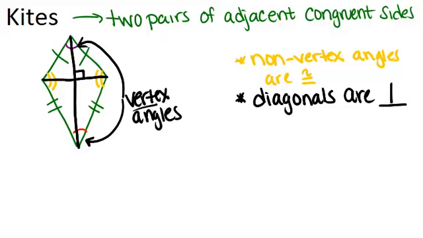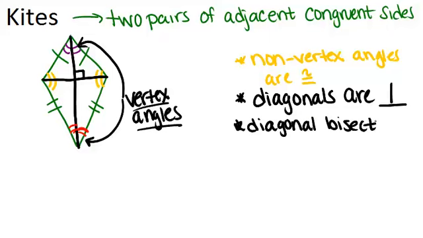Now, while these vertex angles were not congruent, when we have the diagonals drawn in, that long diagonal actually bisects the vertex angles. So what that means is that this angle is congruent to this angle over here. It's been cut in 2. And similarly, this angle will be congruent to that angle there. So the diagonal bisects the vertex angles. The other diagonal does not bisect the non-vertex angles.